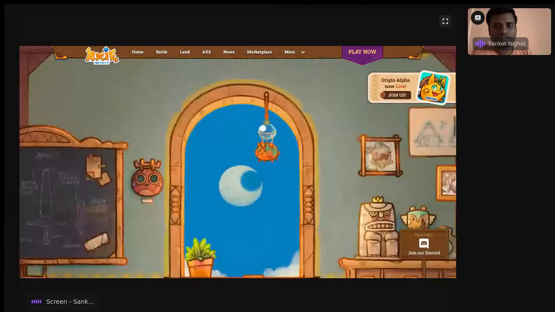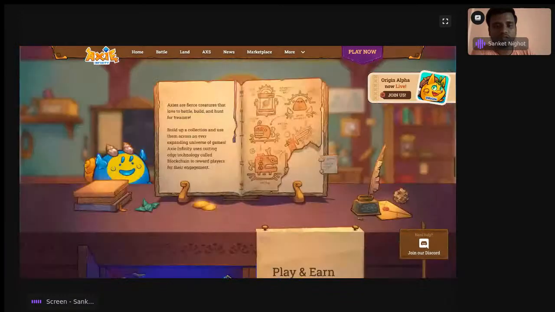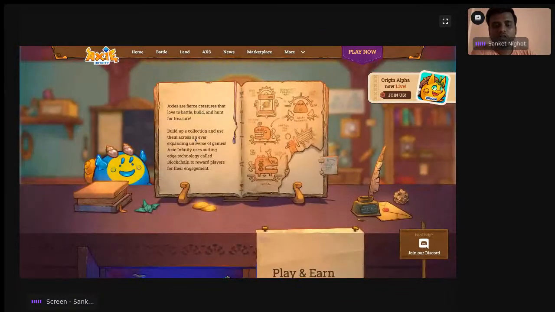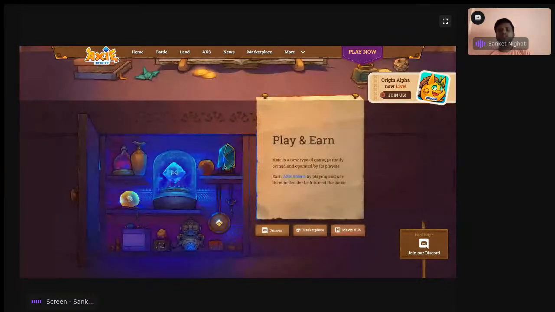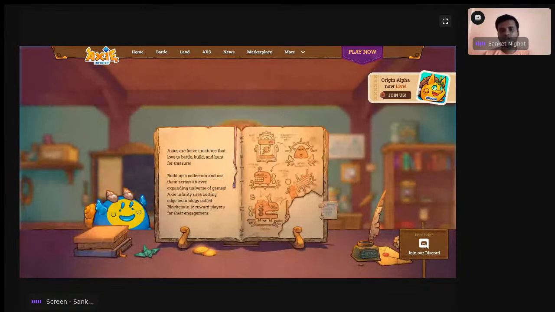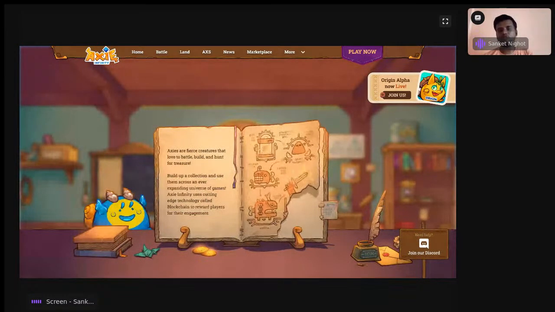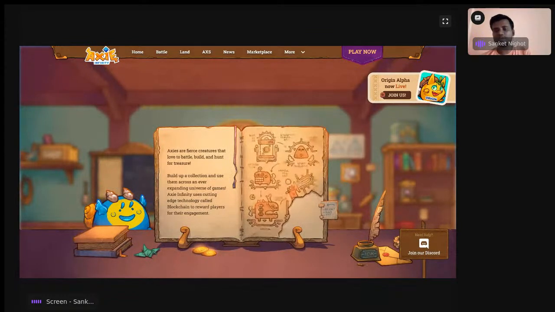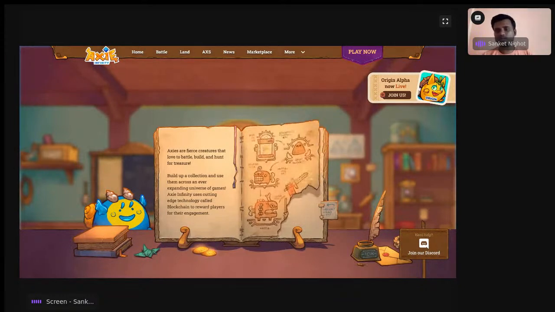Axies are fierce creatures that love to battle, build, and hunt for treasure. Let me tell you how this game works. If I own an Axie and you own an Axie, we can have a one-on-one battle. We will bet 10 tokens each, and we can battle it out. Whichever one wins will get the prize.